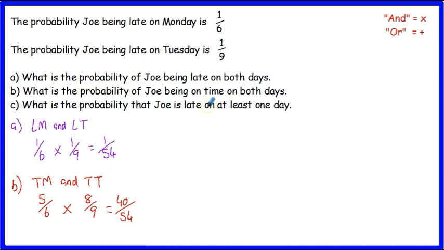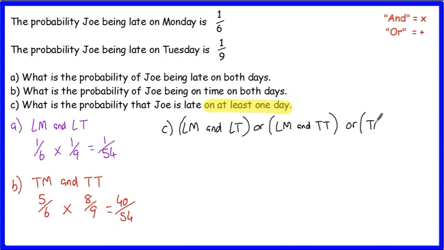What is the probability that Joe is late on at least one day? So that's the key word there, at least one day. So this one now, there's a bit more maths involved here. So part C, on at least one day. So you could say, he's late on Monday and late on Tuesday. That's at least one day. Or he's late on Monday and on time on Tuesday. Or he's on time on Monday and late on Tuesday. So all of those things will work.